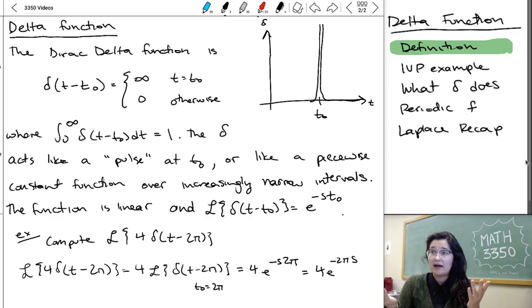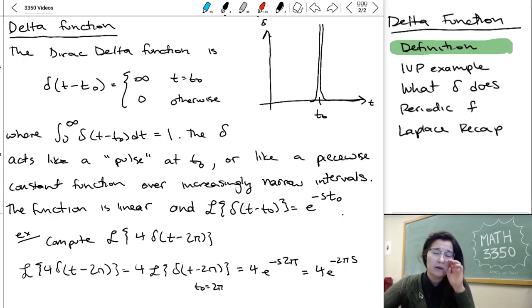So that is the delta function. I know this was a pretty short intro to it, but the initial value problem gets a little bit long, so I'm going to go ahead and pause here and move over to the next video.